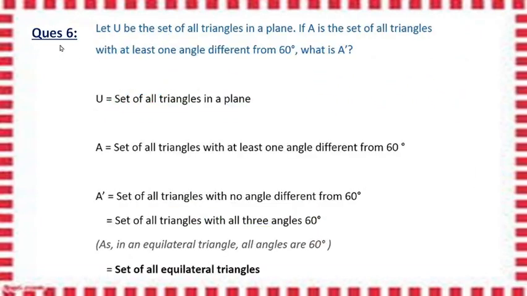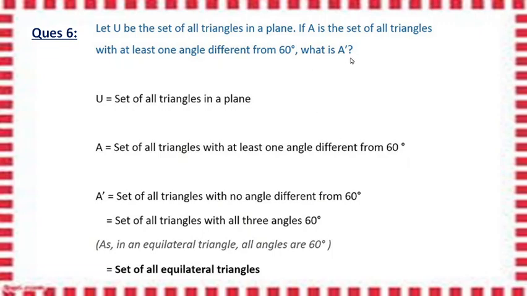Now let's talk about question number 6. Let U be the set of all triangles in the plane. U means universal set. So the universal set is the set of all triangles. If A is the set of all triangles with at least one angle different from 60, at least one angle should be different from 60 degrees.